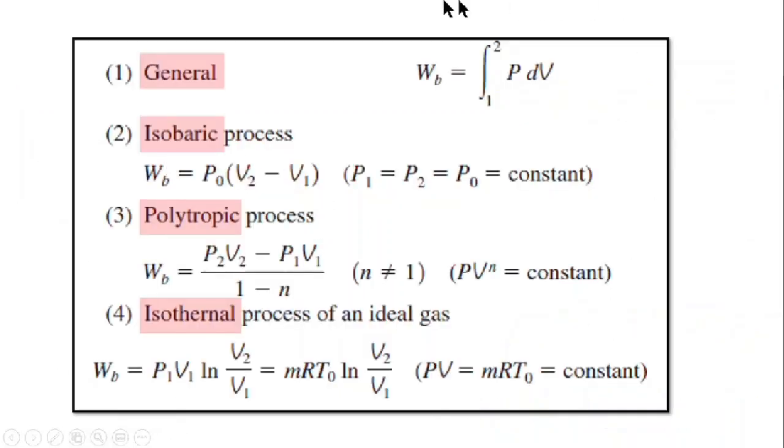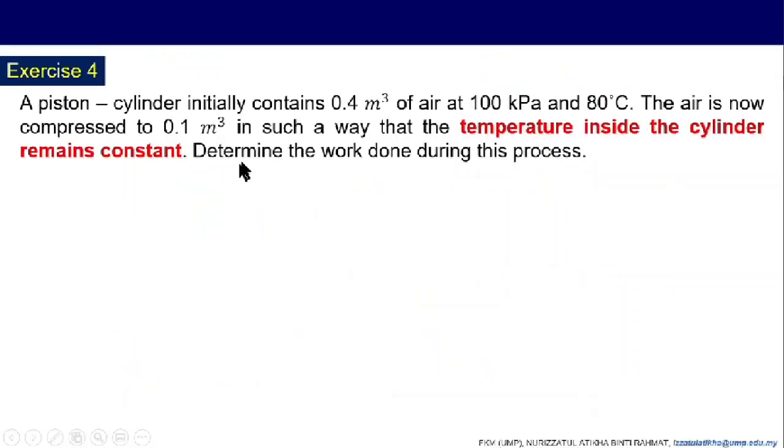So here I summarize the equations that are used to calculate the moving boundary work for each type of process. We have a general equation, WB equal to integral of PdV, isobaric, polytropic, isothermal, and another one we have isochoric, isometric. Alright, here also I give you one exercise. You can do it by yourself.